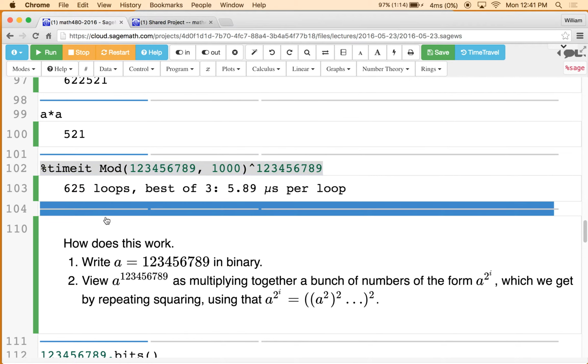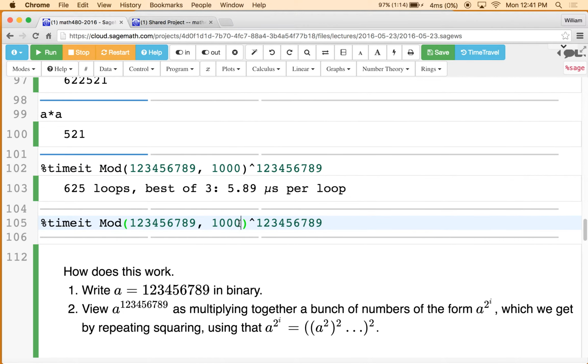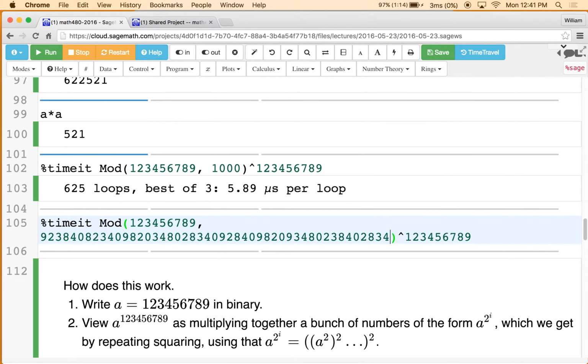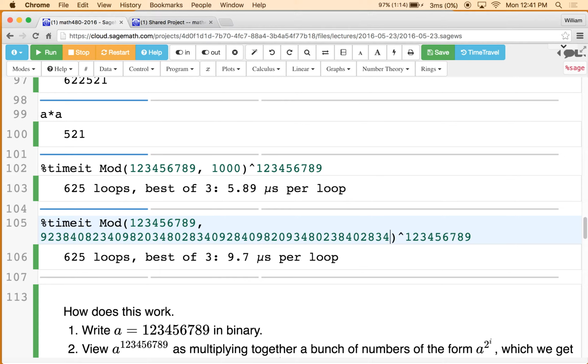But let's make the modulus a lot bigger. I'll make it that. Okay. It's nice and big. Just as fast. Almost just as fast. Slightly slower. But it's extremely fast.